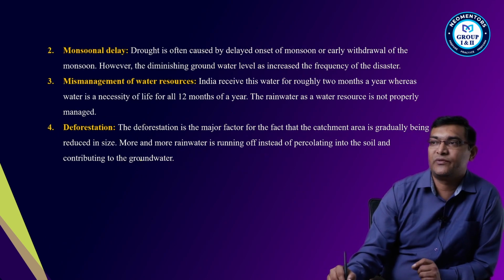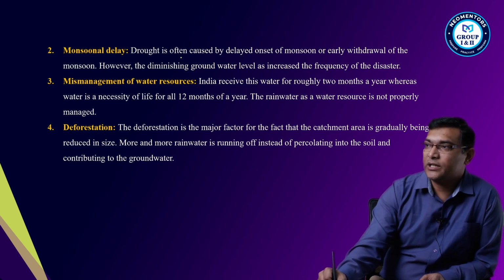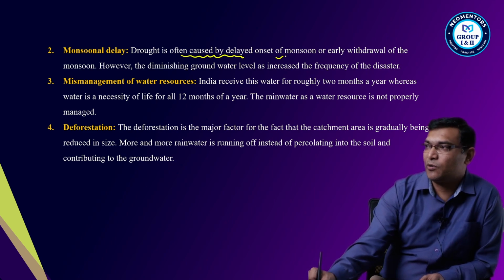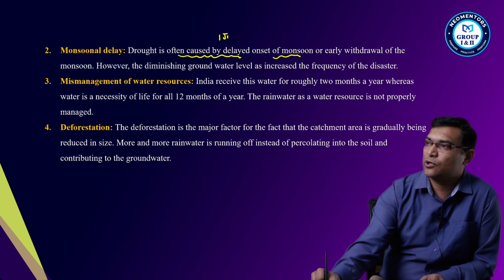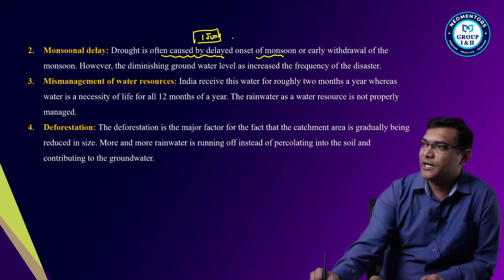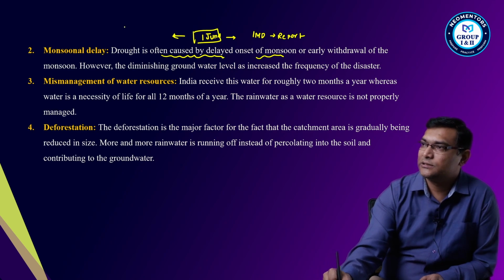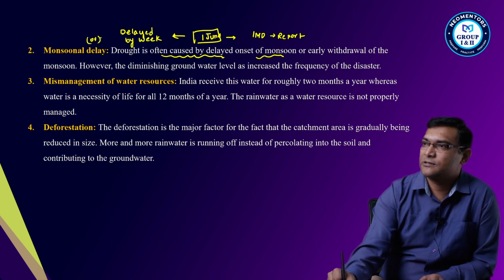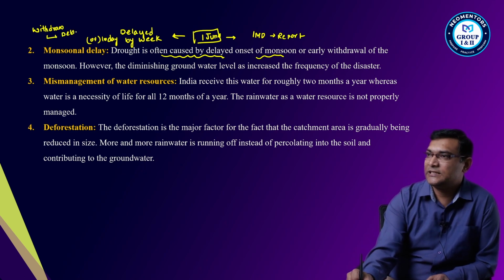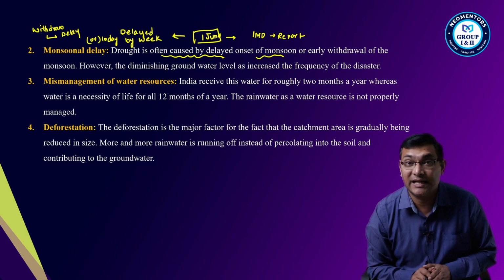Second, the monsoon getting delayed. Drought is often caused by the delay of onset of monsoon. Generally we say 1st June is the onset, but in its recent report IMD has predicted that monsoons are delayed by a week or 10 days, and withdrawal is also getting delayed. This is the erratic nature of the monsoons.